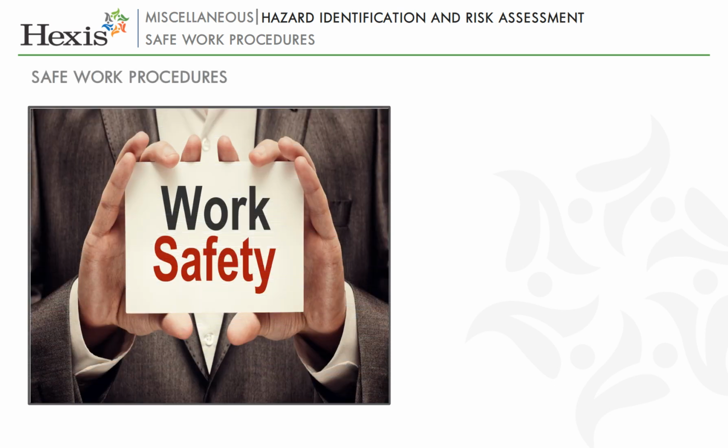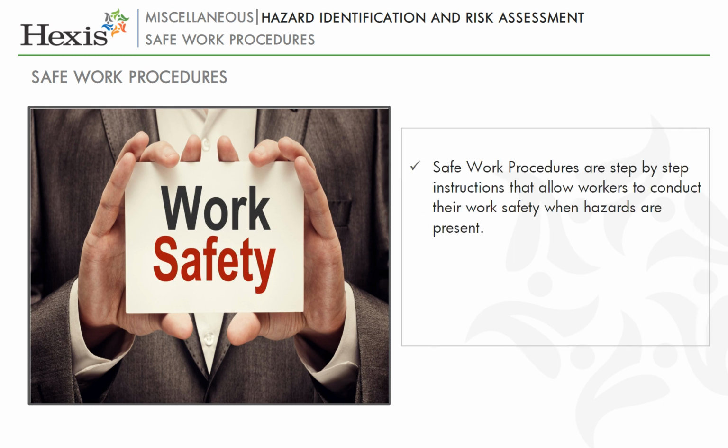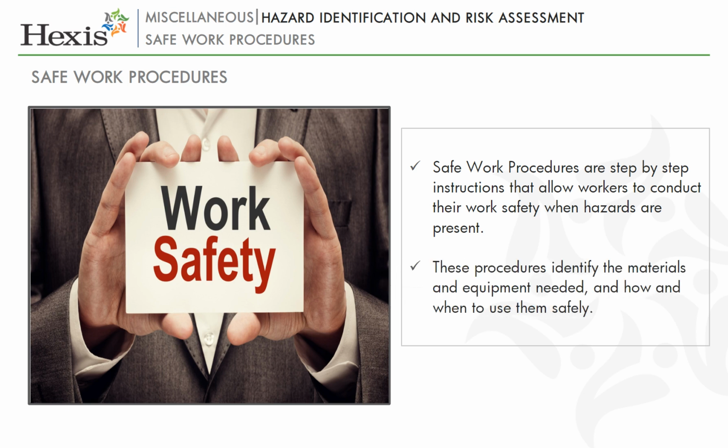Next, let us learn about safe work procedures. Through the completion of a job hazard analysis, that is JHA, sometimes hazards are identified and cannot be eliminated or engineered out of a particular task. Safe work procedures are step-by-step instructions that allow workers to conduct their work safely when hazards are present. A safe work procedure identifies the materials and equipment needed and how and when to use them safely. Let's learn more about these next.